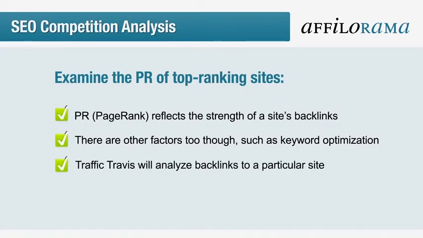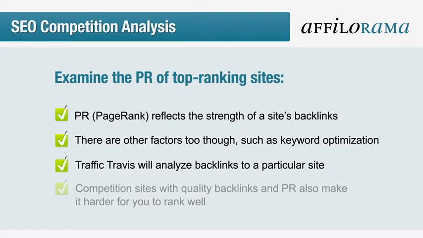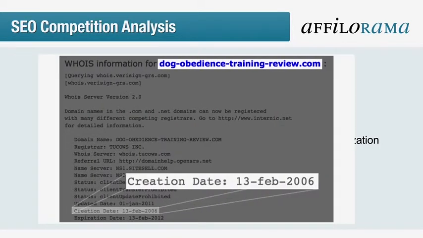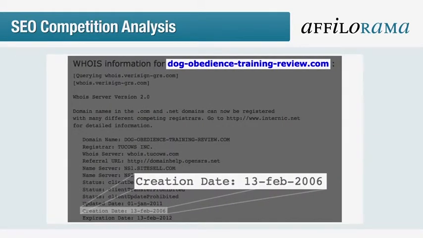Use Traffic Travis to analyze the backlinks to a particular site. If there are thousands of backlinks, with many coming from PR5 plus sites or .edu sites, then it makes it harder. If they're all using your keyword in their anchor text, then it's harder again. If all the sites on the first page of Google are PR6 plus with lots of good backlinks, you may have a pretty tough time ranking well for this keyword. Another thing to check is the age of your competitors' domains, using a WHOIS tool to check the creation date.